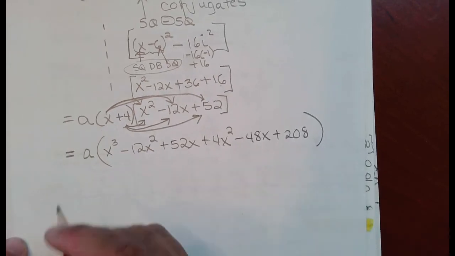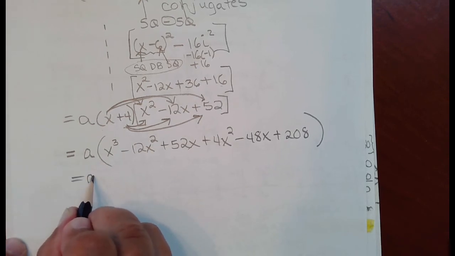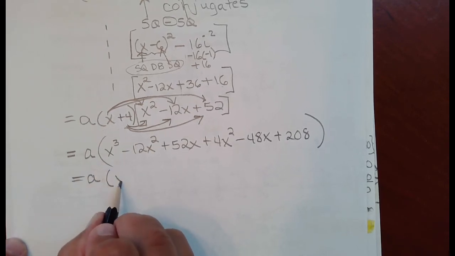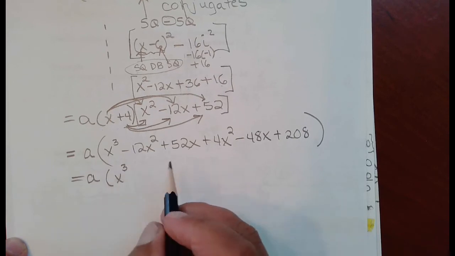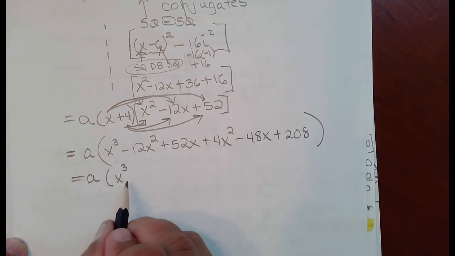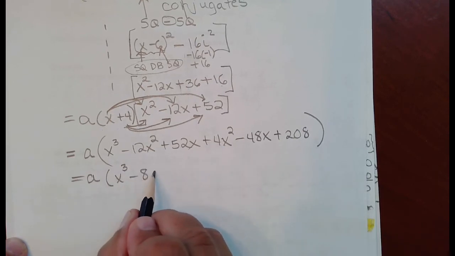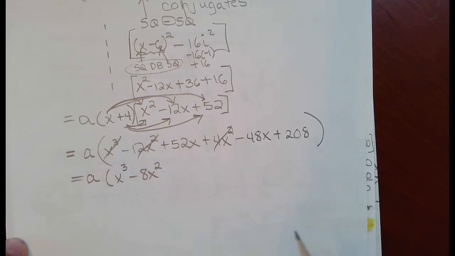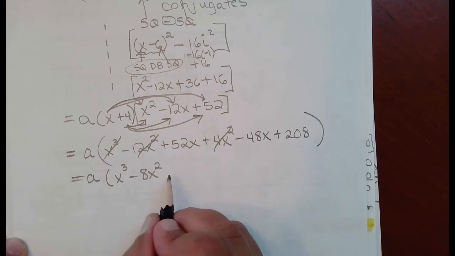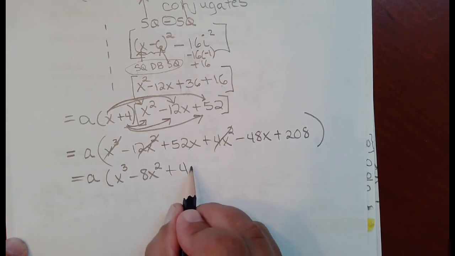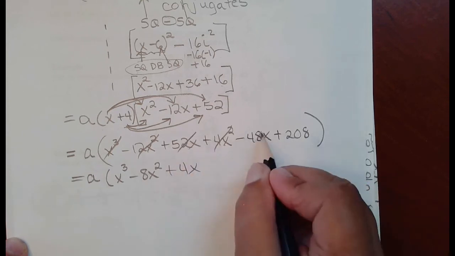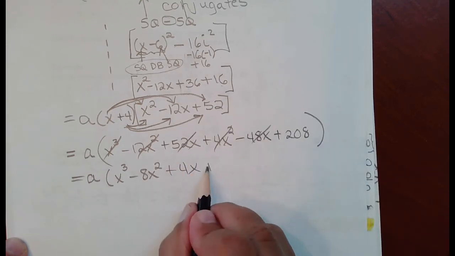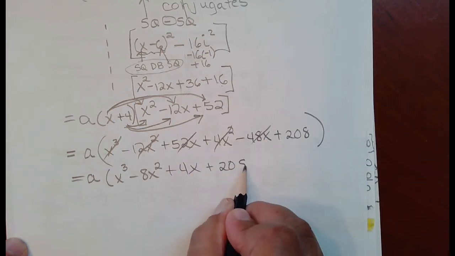Let's clean this up a bit before we go plugging anything in for x. So we have one cubed term. We have negative 12 plus 4, that's negative 8x squared. As far as our linear terms, we have 52 minus 48, that's 4x. And then our constant is 208.